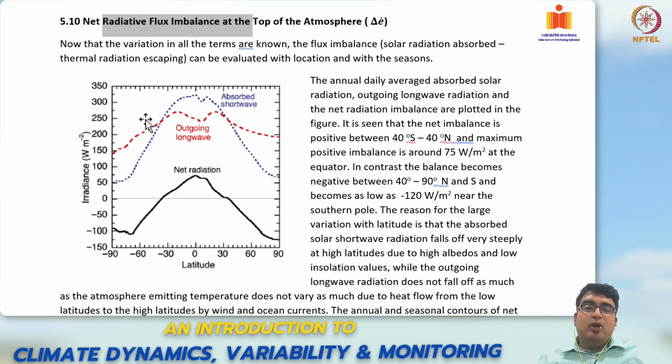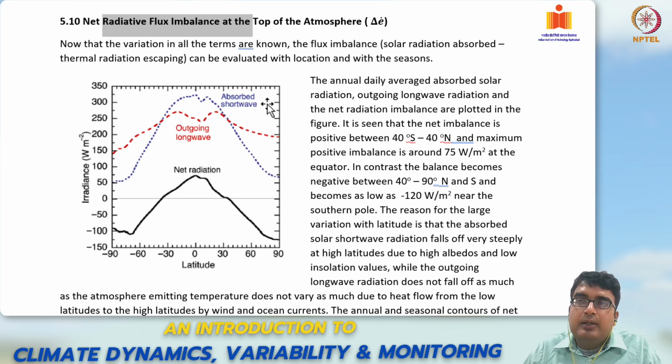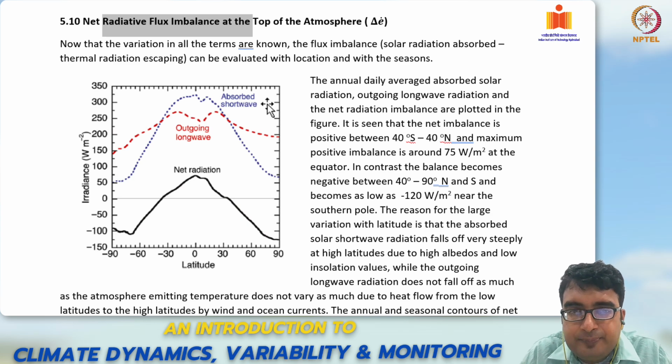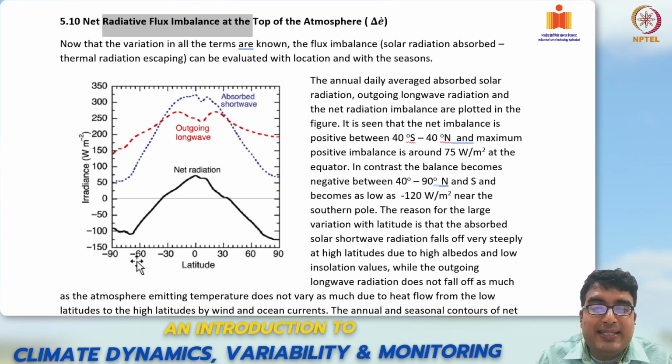Now, the outgoing longwave radiation behaves slightly differently. Near the equator, the outgoing longwave radiation is smaller than the shortwave radiation being absorbed by the Earth. This means excess heat is coming towards the equator and the subtropics, which is not being completely dispersed by the outgoing longwave radiation. Okay. And when you subtract the absorbed shortwave minus outgoing longwave, we see the net radiation effect.